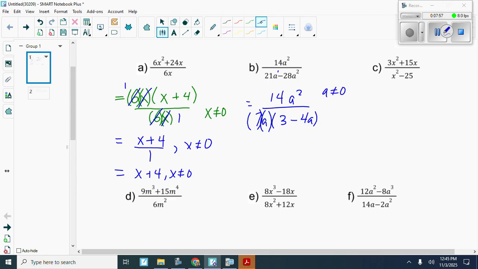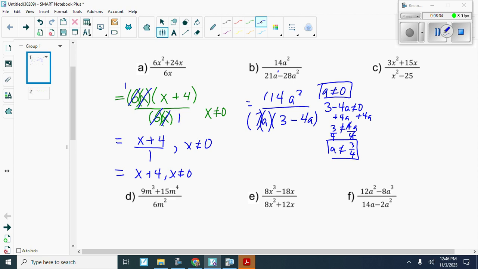And what about this binomial? That's where we put the binomial can't equal 0. Let's put the 4A on this side. So we have 3 is equal to 4A, divide by 4, divide by 4. So A cannot equal 3 over 4. So we have our 2 restrictions. Awesome. And now we can cancel.